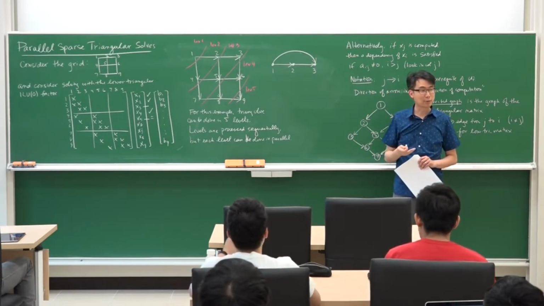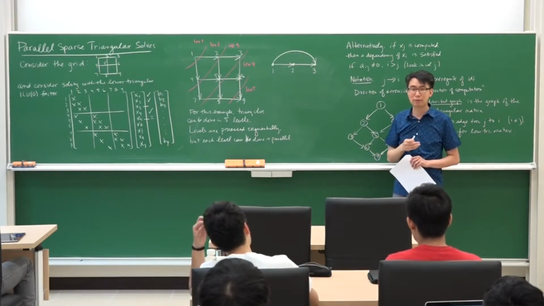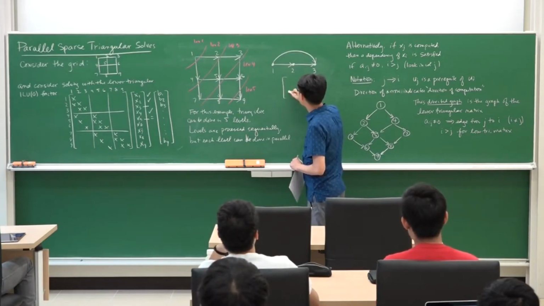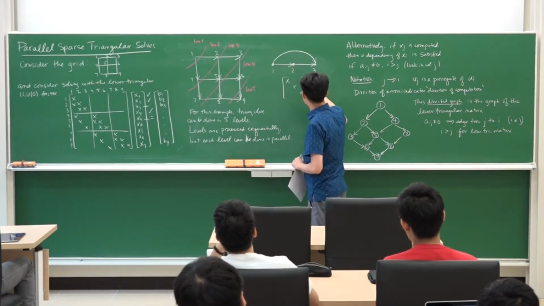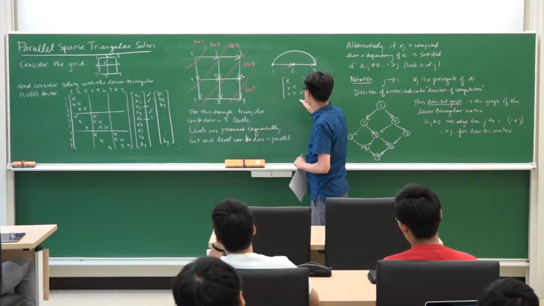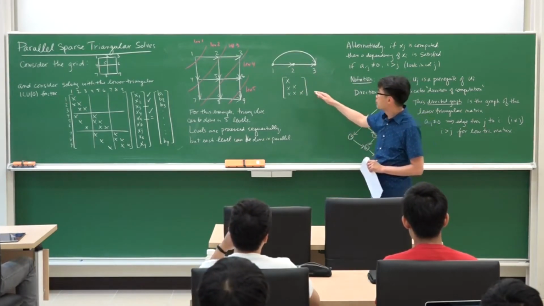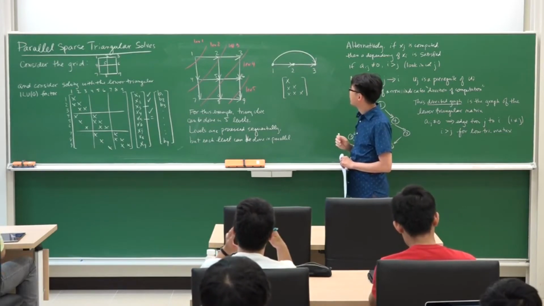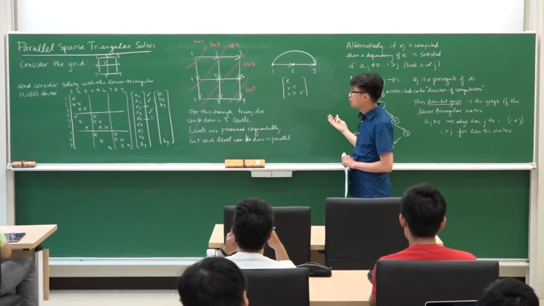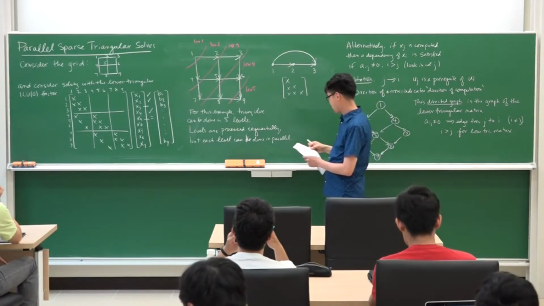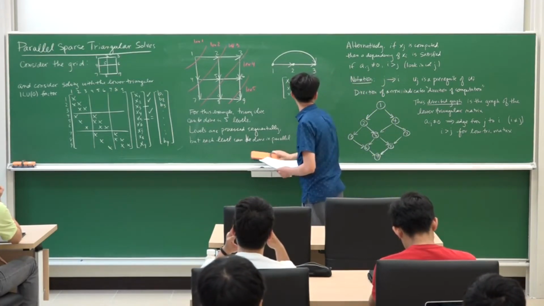And what's the size of each level? We could only do one thing in each level. And in fact, if you draw the matrix that corresponds to this, that's the matrix. There's nothing special about this matrix. That's the graph. 3 levels. There's no parallelism really. Okay, so a slightly more complicated example.